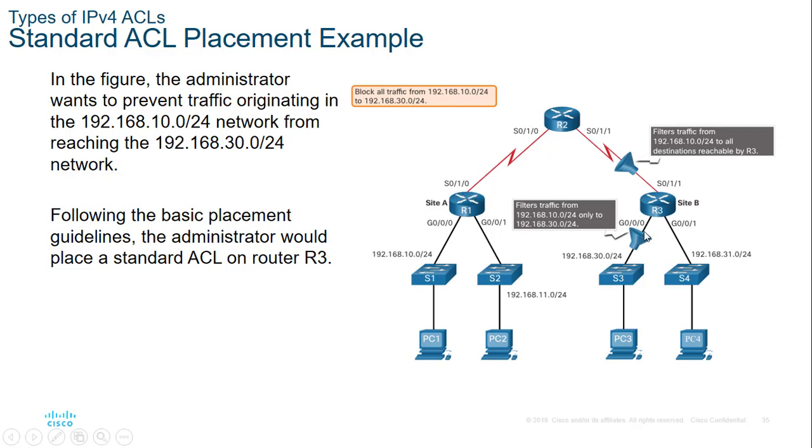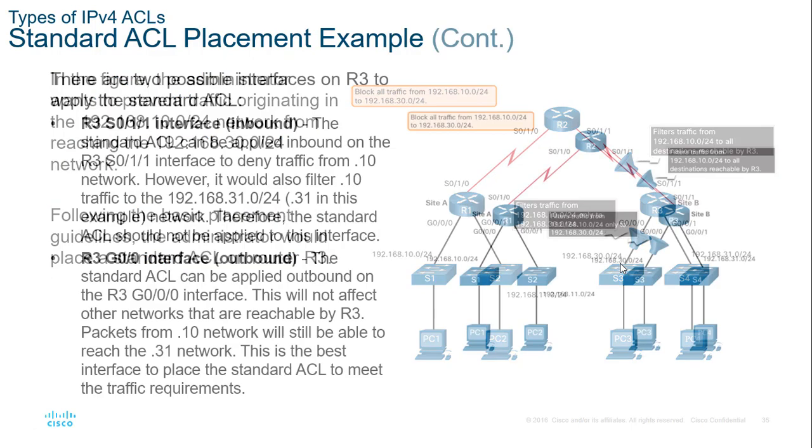But you can see here what we're doing is we are placing our ACL to filter traffic, and remember we want our standard ACLs to be as close to the destination as possible. So this is my 30 network, so I'm going to put it right here coming out of this interface. So traffic from the 10 network only to the 30. I don't want to put it here coming in. I want to put it here, coming out.